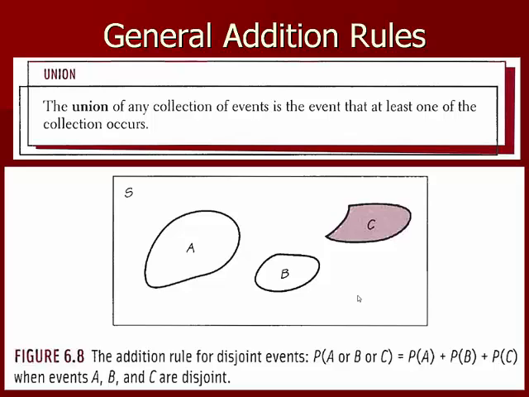Not all 3 can occur, and maybe they all can. But at least one of them. So at least 1, at least 2, or maybe all 3. And we say A or B or C, and we add all of those up. So they have to be disjoint. And we can have multiple, we can have 6, we can have 12, you can have as many as you want, as long as they're disjoint.